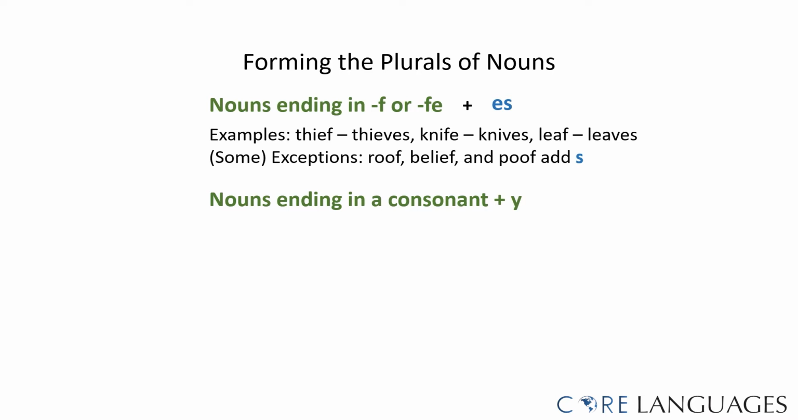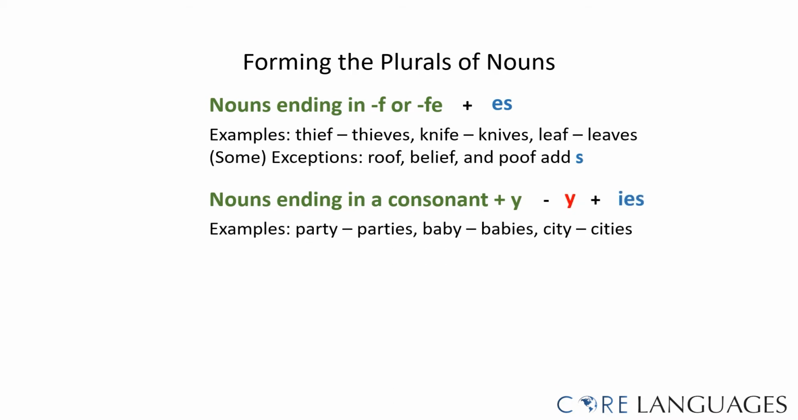If the noun ends in a consonant and Y, we remove the Y and add IES. For example, 1 party, 2 parties, 1 baby, 2 babies, 1 city, 2 cities.